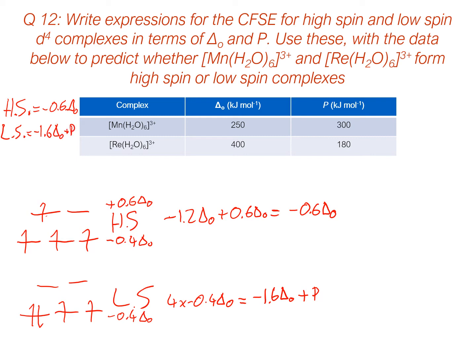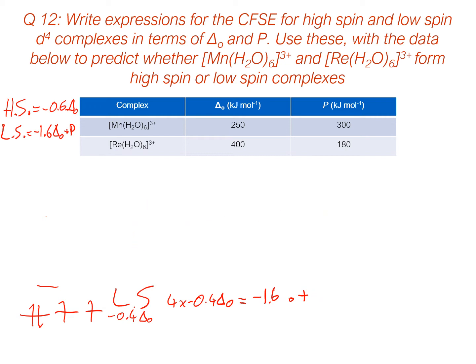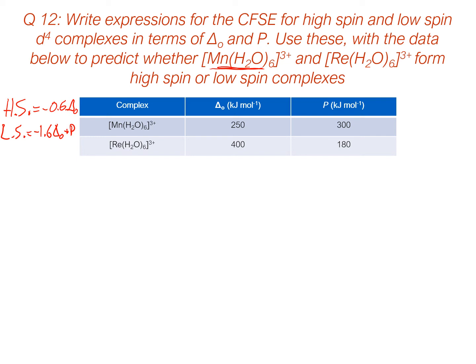Because now we've finished with the first part of the question, I need some room to do the second part of the question. So with the second part of the question, we're going to take these expressions, and work out the crystal field stabilization energy for the hexaaqua manganese 3 complex and the hexaaqua rhenium 3 complex, and work out which of these will be high spin or low spin.